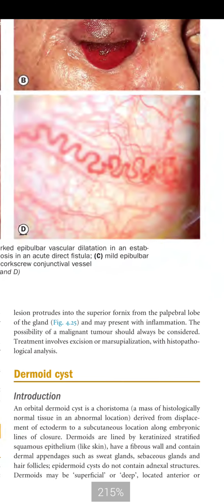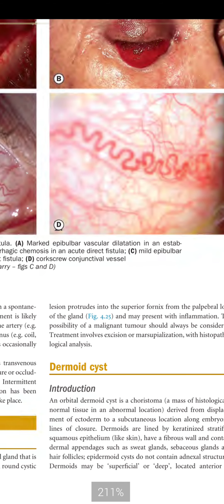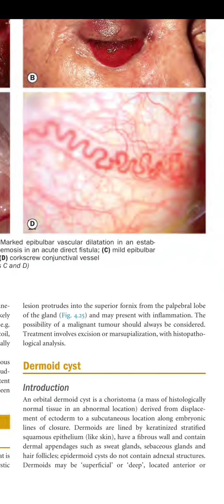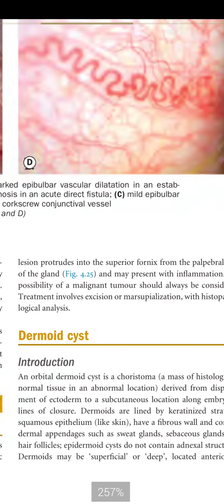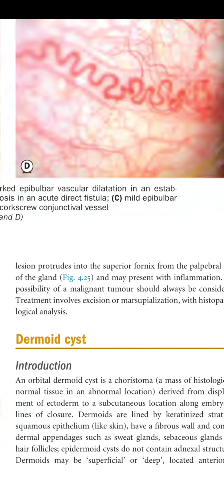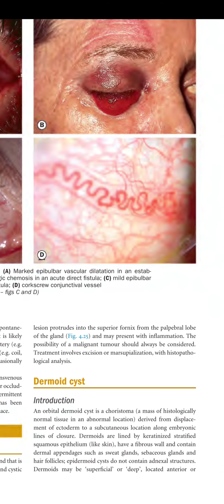Next is a dermoid cyst. A dermoid cyst is basically a developmental or embryological disorder, where normal tissue is present in an abnormal location, and the most common location is the supratemporal. So an orbital dermoid cyst is a choristoma.